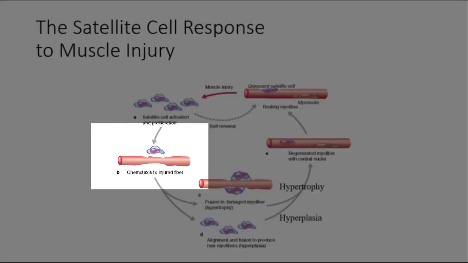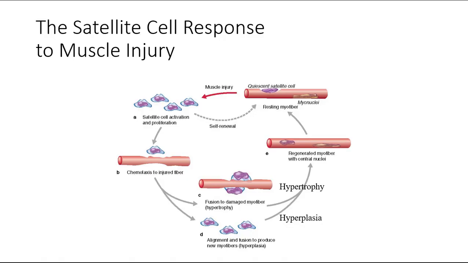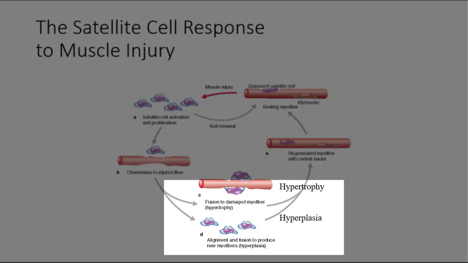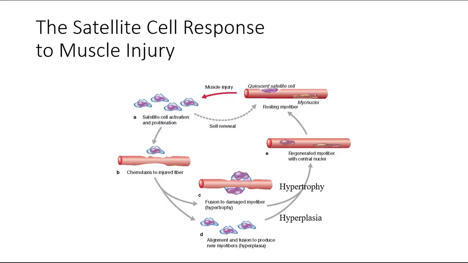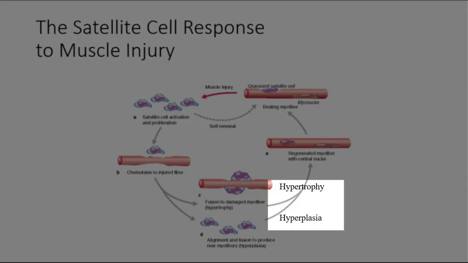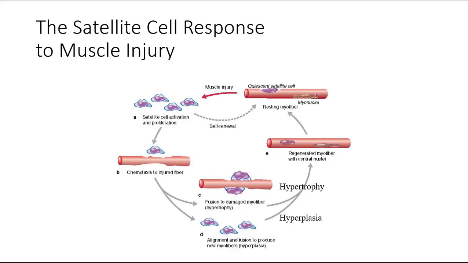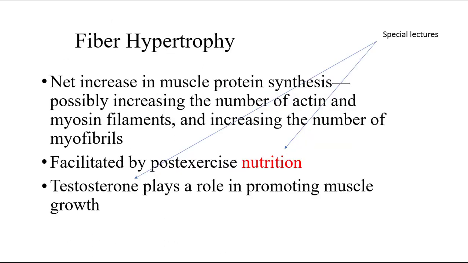Satellite cells migrate to the damaged region and fuse to the damaged myofiber, or align and fuse to produce a new fiber, either of which leads to a regenerated or new myofiber. So hypertrophy and hyperplasia: hypertrophy for a human and hyperplasia for animal. Fiber hypertrophy, this is for human.